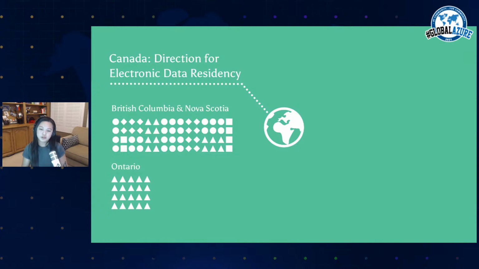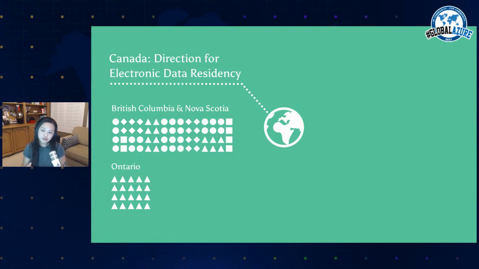And to further go through this, there are a few provinces that go a little bit further. So that was the overarching directive for all of Canada for electronic data residency. But for the British Columbia and Nova Scotia provinces, they ask that all of the data from all of their entities as well, like schools and healthcare and all that stuff, also has to remain within Canada. But Ontario specifically only mandates that healthcare data or health records need to stay within.